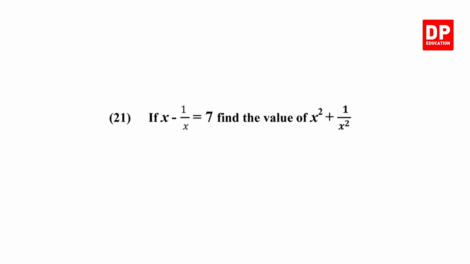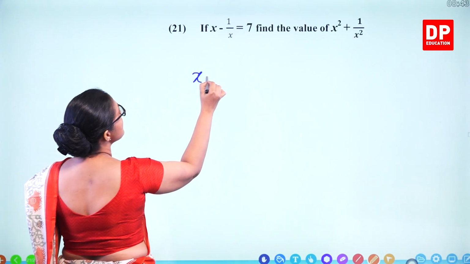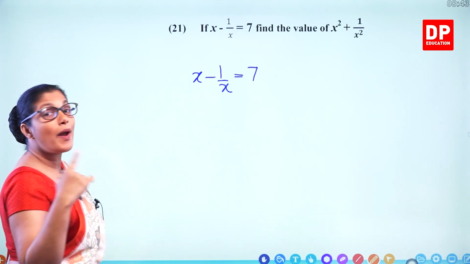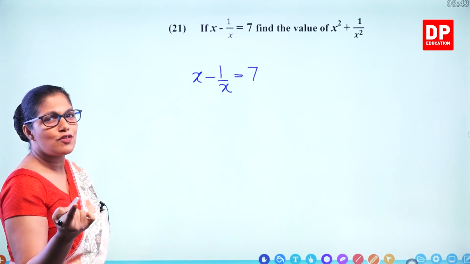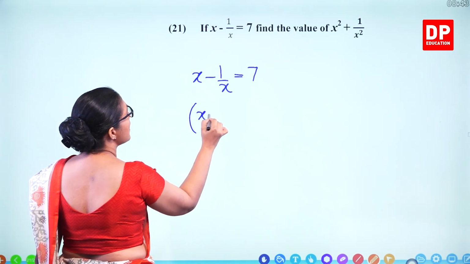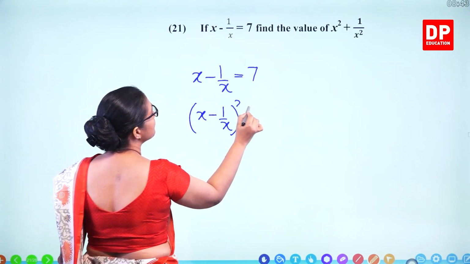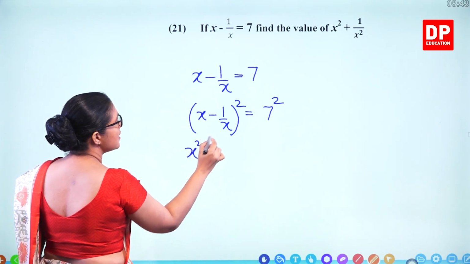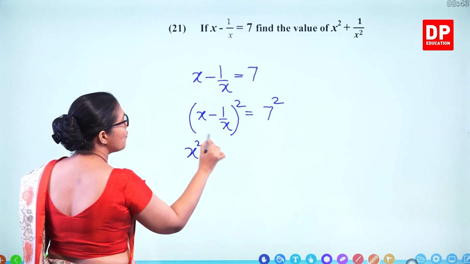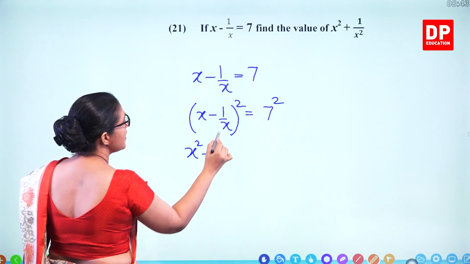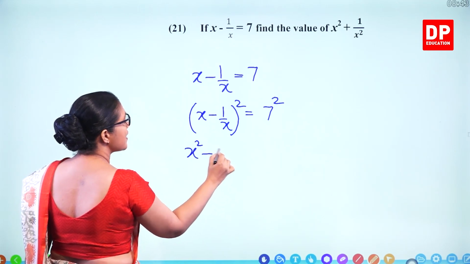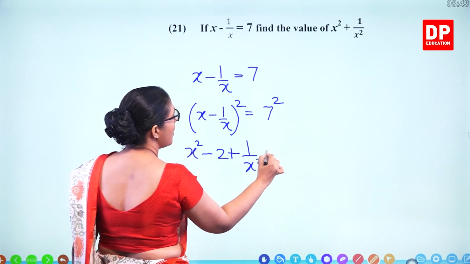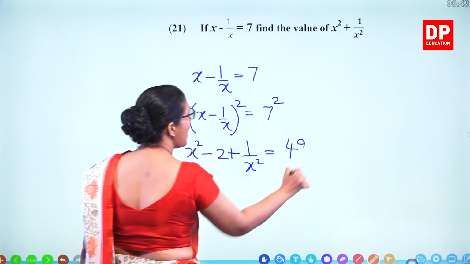Question number 21. x minus 1 over x equals 7. Find the value of the square term. When you see a square term, just square both sides. You get the square of this, and double of this multiplication, minus 2 times x and 1 over x, x gets cancelled out, you get minus 2. Plus 1 over x squared is 7 times 7, 49.